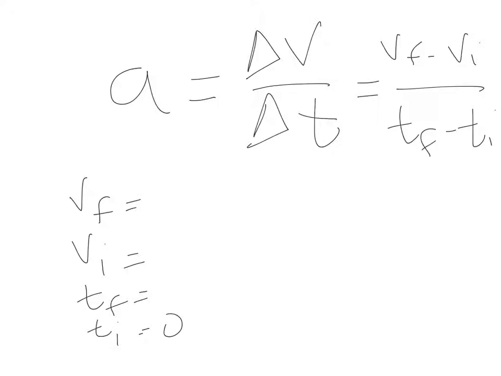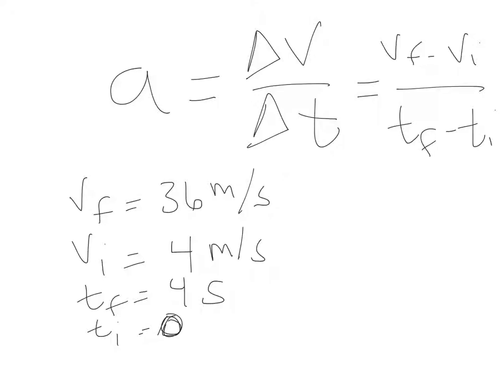Our final velocity is 36 meters per second. Our initial velocity in this case is going to be 4 meters per second. Our final time is going to be 4 seconds, and our initial time is going to be 0 seconds. So the next thing we're going to do is plug those numbers into our equation, still not touching our calculator yet. Make sure you show all your work.